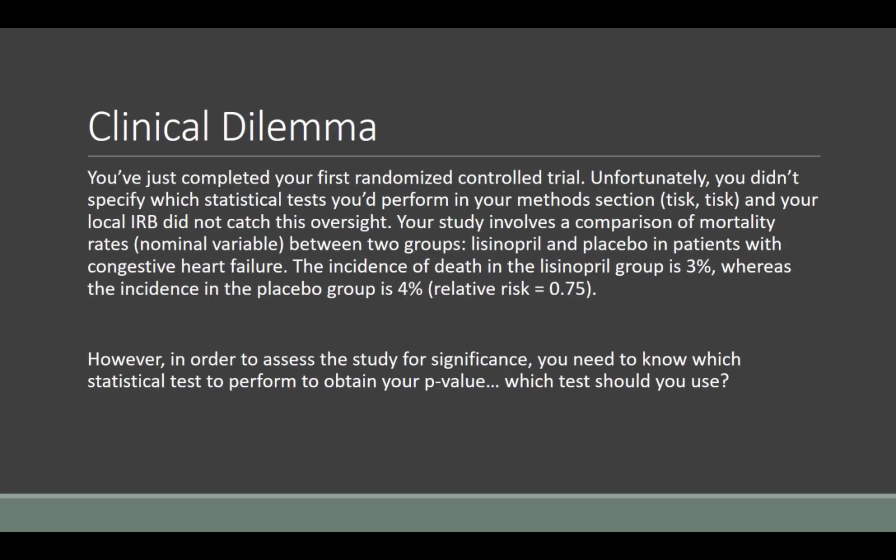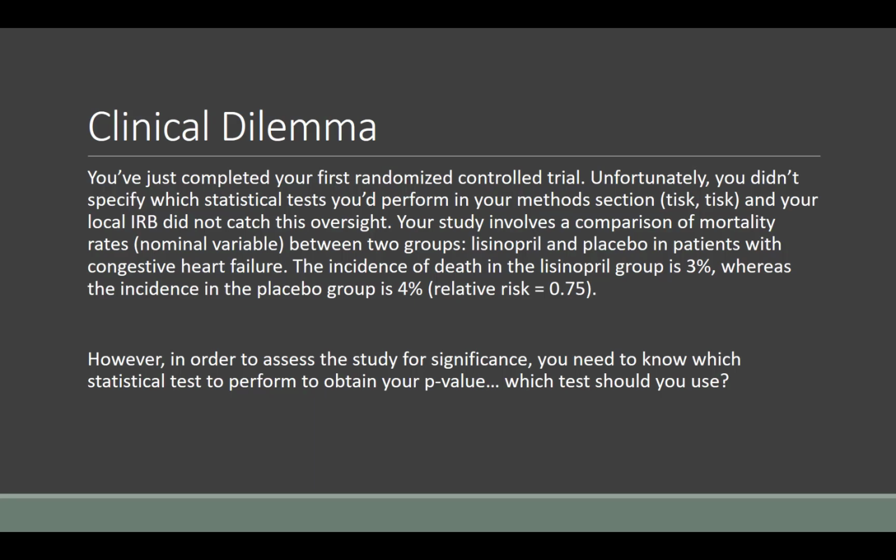Let's start out with our clinical dilemma. Let's say that you've just completed your first randomized controlled trial, but unfortunately you didn't specify which statistical tests you perform in your methods section, so shame on you. But your local IRB did not catch this oversight, so shame on them. Your study involves a comparison of mortality rates, which is a nominal variable, between two groups, lisinopril and placebo, in patients with congestive heart failure.